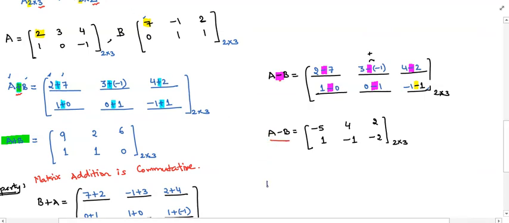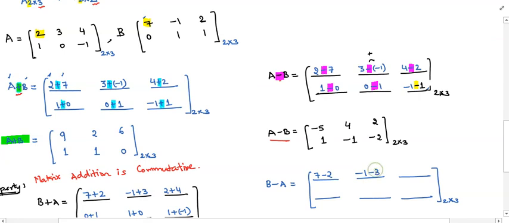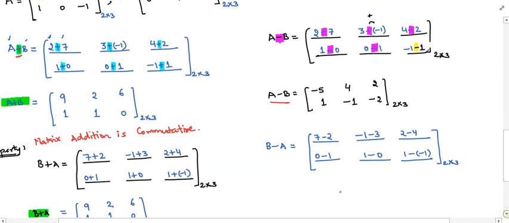We already obtained A minus B. Let us see what will be B minus A. So again, as we did for addition, we will pick the element of B first and then the element of A. So element of B is 7 minus the element of A, which is 2. Similarly, minus 1 minus 3. 2 minus 4. 0 minus 1. 1 minus 0. 1 minus of minus 1.